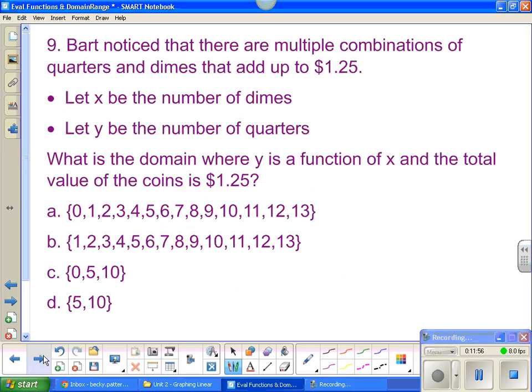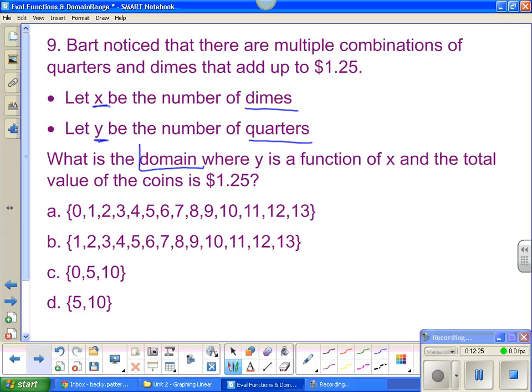Okay, going to change gears a little bit. Looking at a problem like this can look pretty overwhelming, but it's really not that bad. So I want you to shift your brain from math to money. So think quarters and dimes and nickels and change in your hand. Bart noticed that there are multiple combinations of quarters and dimes that add up to $1.25. X is going to represent the number of dimes, and y represents the number of quarters.